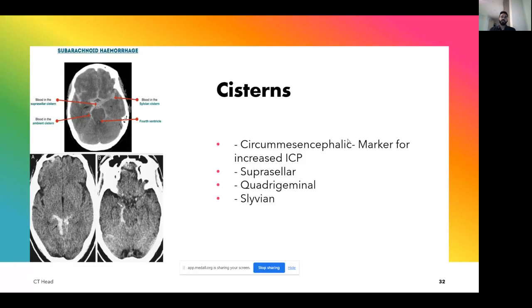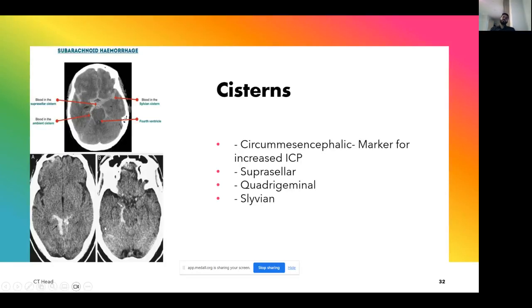Next thing is cisterns. Most importantly for cisterns, one is the mesencephalic or the ambient around the pons that we saw earlier. And then we have the suprasellar, the quadrigeminal, and the sylvian. Now, if you look at this image, we can see that this is the circummesencephalic cistern, which has this slightly denser fluid in there, that is the blood. And then this is a suprasellar cistern. This is the sylvian cistern here. And in this image, you can see blood in the quadrigeminal cistern, the W-shaped structure here.